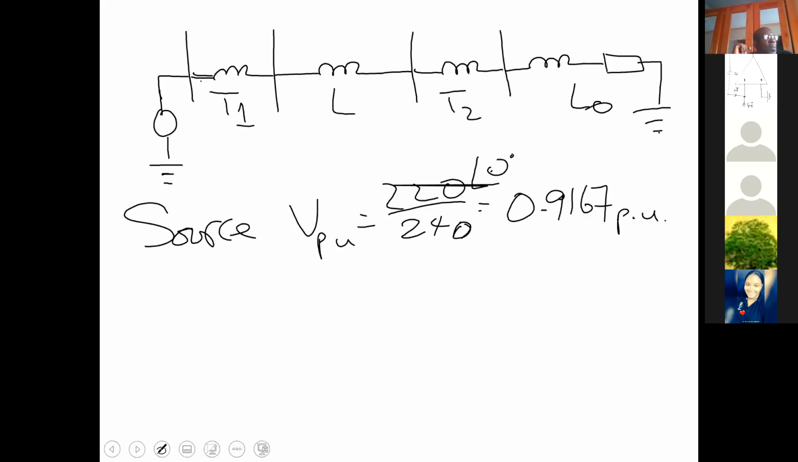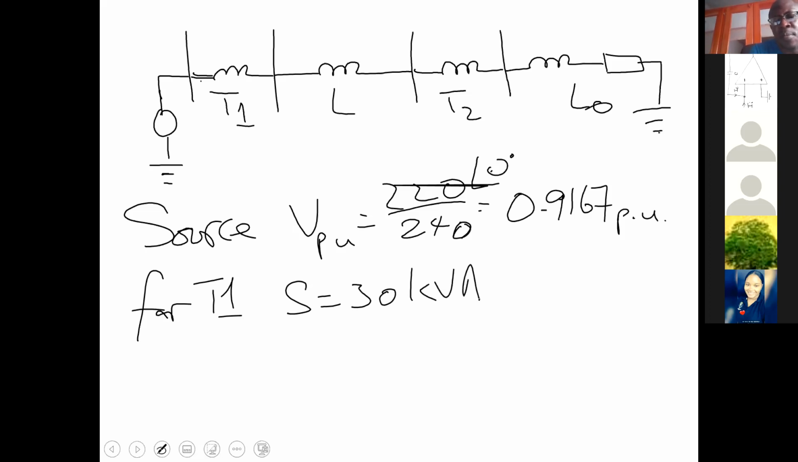For T1, what are the ratings you have on T1? 30 kVA, sir. So for T1, S equals 30 kVA. I have 240 volts. It's 240.